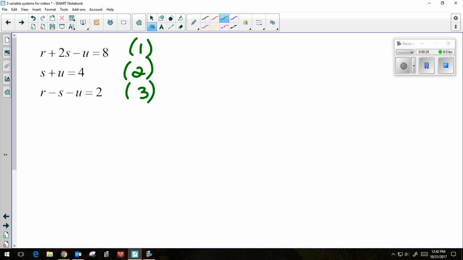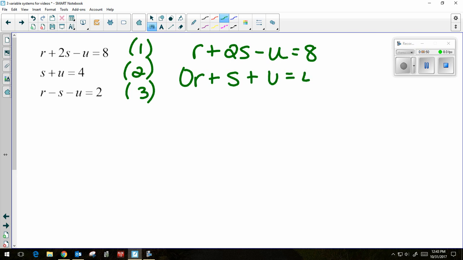Now, if you notice, my second equation is missing an r. So I'm going to write my second equation with a placeholder. I'm going to put in a 0r, just so it's easily organized all in the same column. My first equation is staying the same. My second equation is going to be 0r plus s plus u equals 4. And my third equation is staying the same: r minus s minus u equals 2.